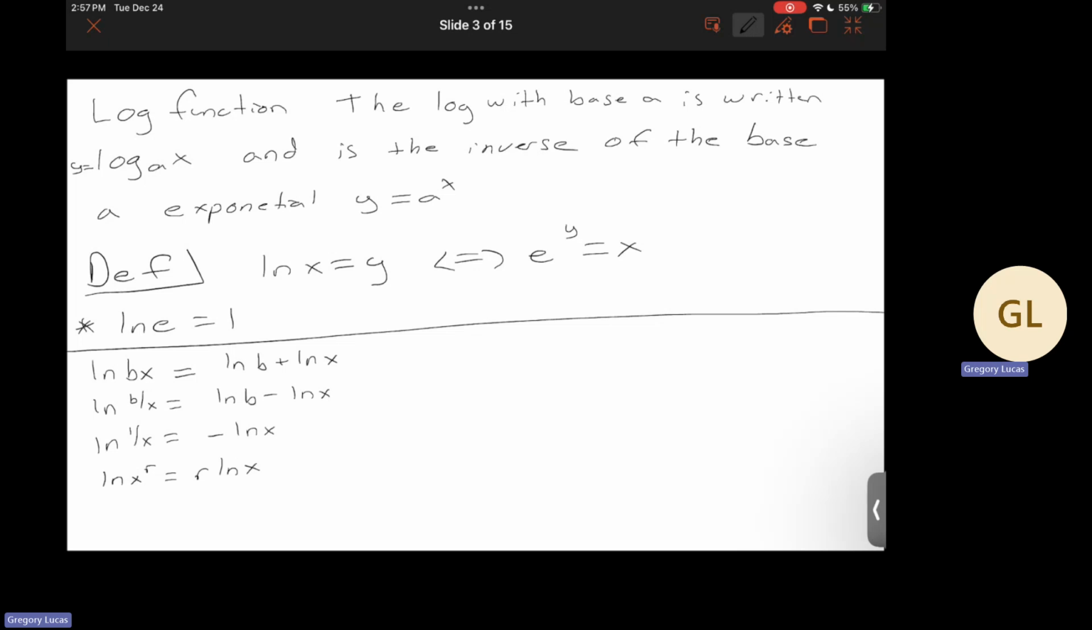We're going to use these properties to combine and expand some different logs. So let's say we have the ln 4 plus ln of sine x. I have two logs that I'm going to add together. This is the same thing as multiplying them. So this would be the same thing as ln 4 sine x.